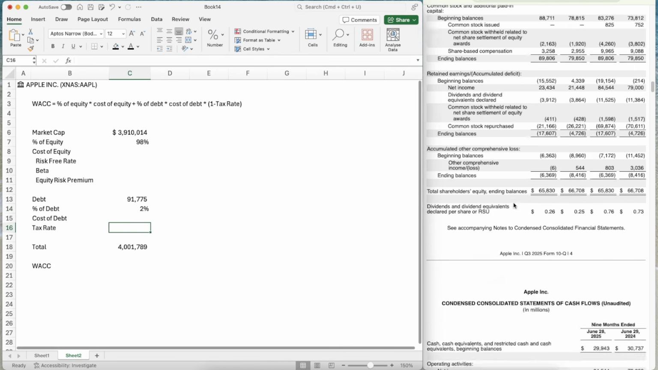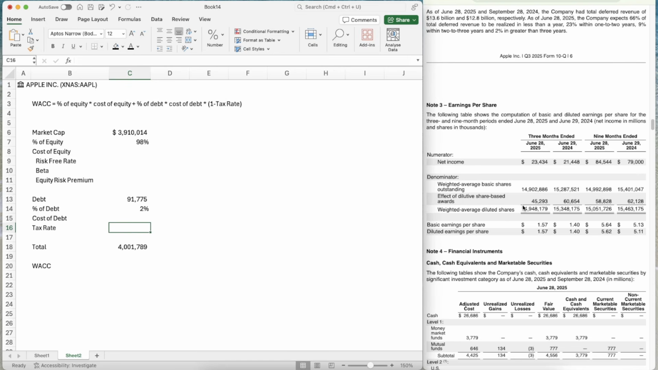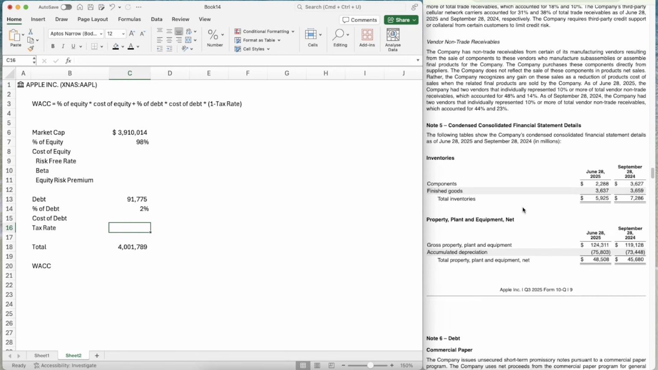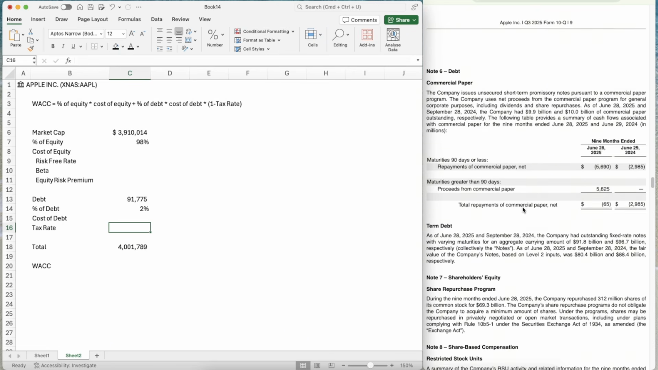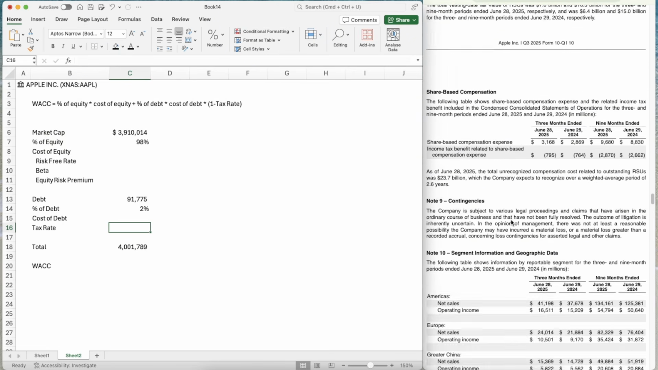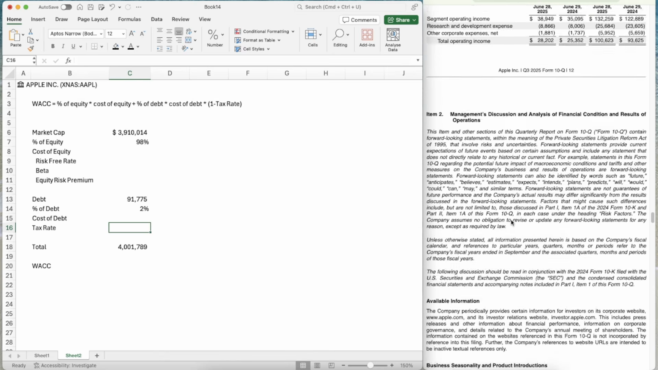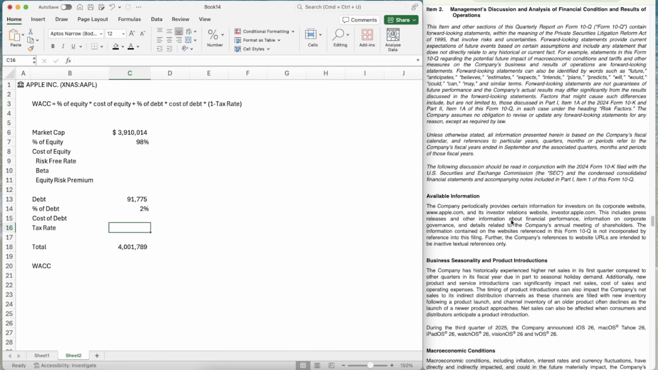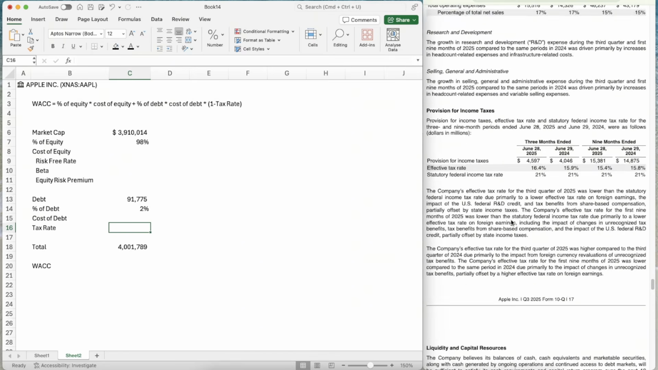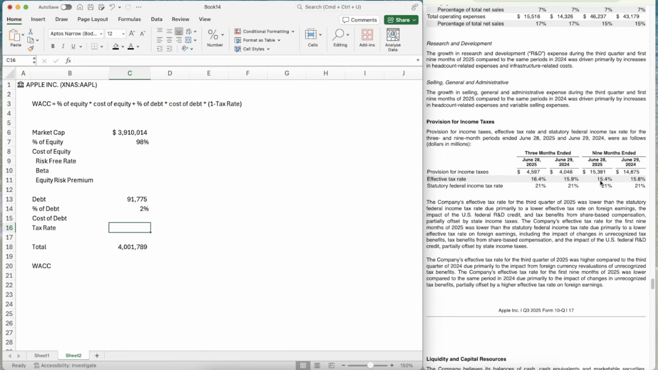Then what can we do? So the tax rate, let's see if we can just find that quickly. It's never quick to find the tax rate on here. Where's those income taxes is where we'll... Oh yeah, the commercial paper. Where is it? Income taxes. Okay, effective tax rate, 9 months ended, 15.4.